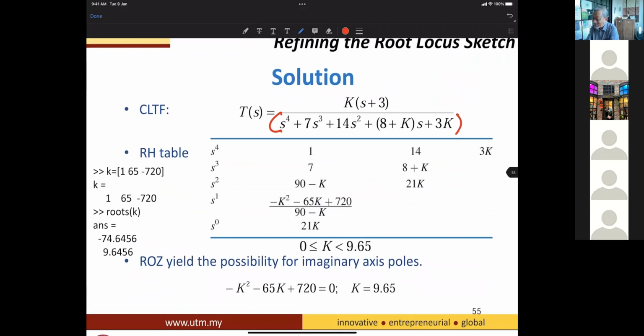So 1, 7, 14, 8 plus K, 3K. So what is the value below 3K? Chong Jawan. 0, 0, 0. Okay, so 90 minus K. So how do I get this? 90 minus K.